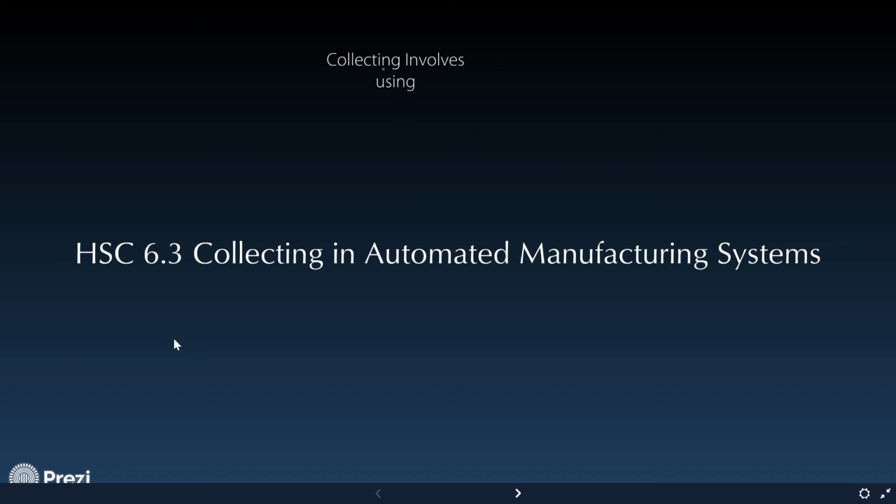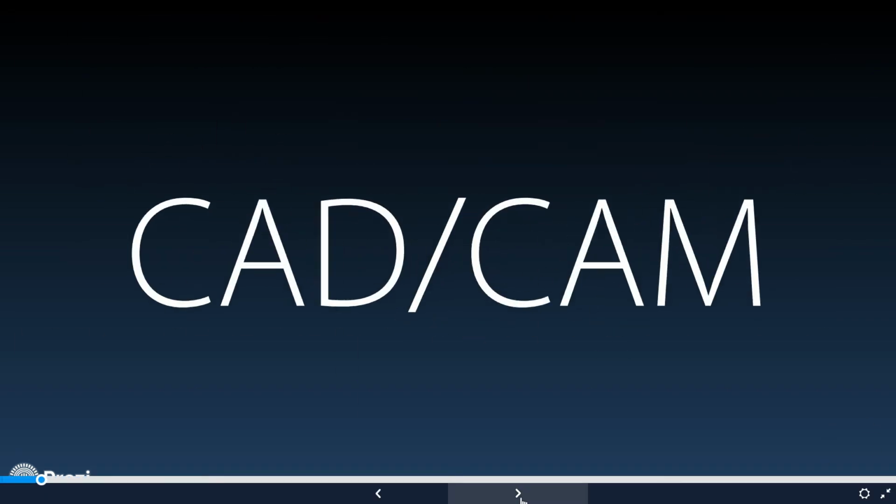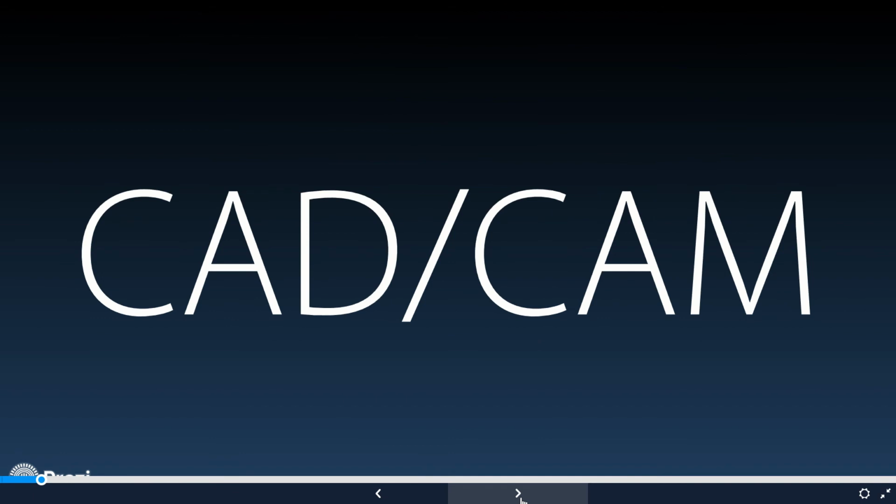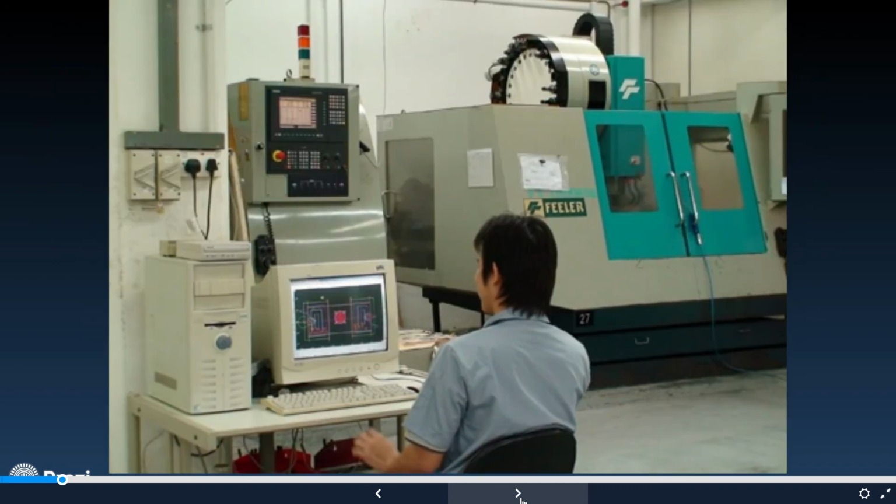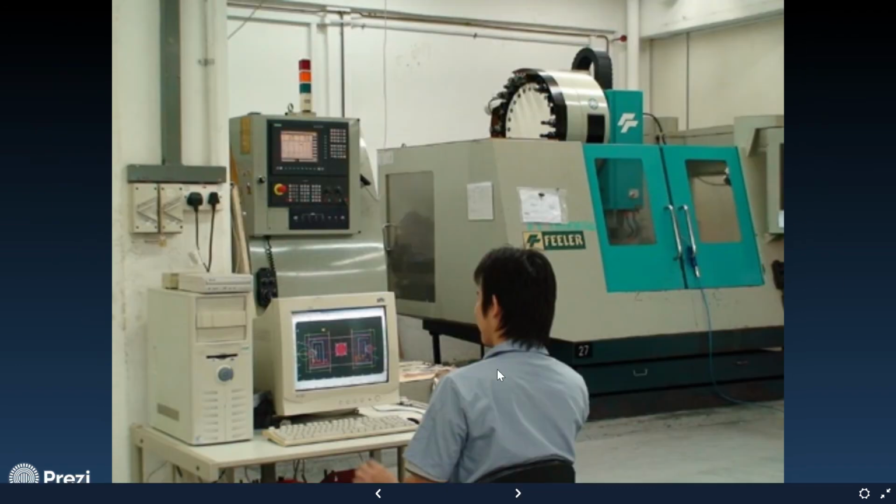So we're learning about the sensors that are used, but also the processes that happen. So what we start with is, of course, CAD/CAM, which is the most important part of this aspect. This is an image of CAD/CAM where a draftsman or an engineer, or someone who works in the automated manufacturing industry, is designing a product, and over here is the manufacturer or the machine that actually manufactures that product.